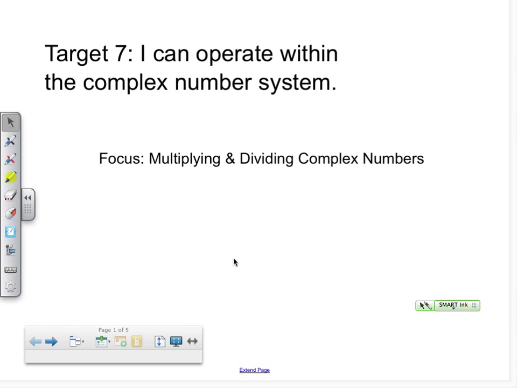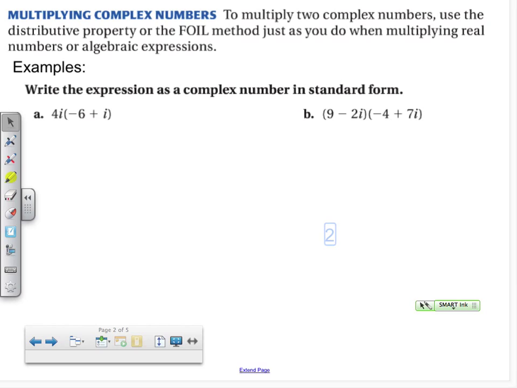Same thing with multiplying and dividing. We're going to treat i like you would a variable. But knowing that it's a number, sometimes there's some things that happen that are a little bit different. So let's take a look at this. When you're multiplying, you're going to just multiply like you would if it was x.